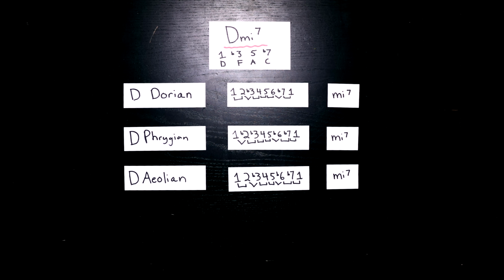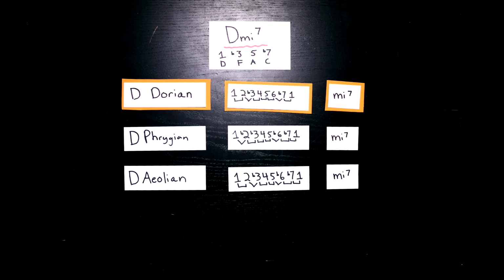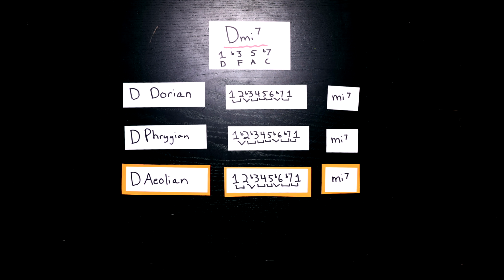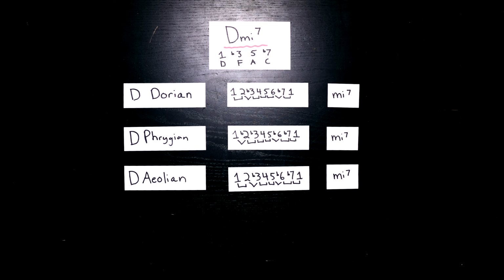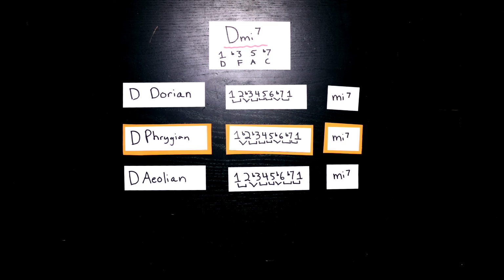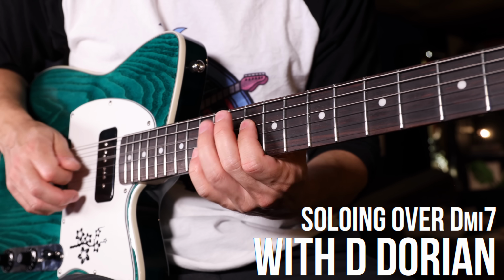Check it out. Here's where things start to get really cool. If I'm playing a song that just sits on D minor 7 the whole time, I can play either a D Dorian, a D Aeolian, or a D Phrygian over top. And each of these modes has a different musical flavor. Watch as I sit on a D minor 7 and then alternate between D Dorian, D Aeolian, and D Phrygian.